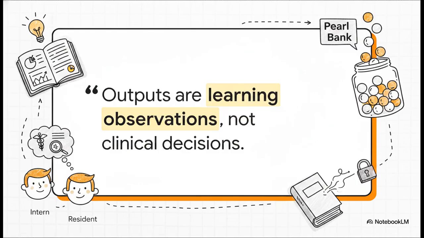Now we absolutely have to end on this vital reminder from our source material. This incredible workflow is strictly for educational observation. We are using de-identified data. These outputs are learning observations, never actual clinical decisions. But by applying these intern and resident lenses, you're transforming static reading into active, rigorous discovery. Which leaves us with one final question to think about. How are you going to build your own Pearl Bank starting today so your hard-won insights never get trapped in a closed notebook again?